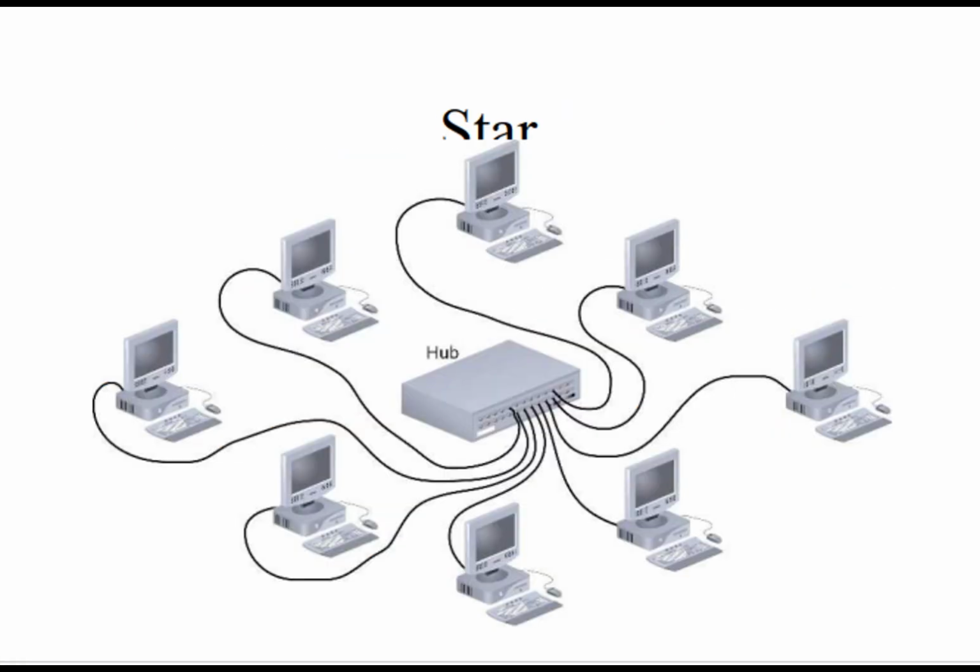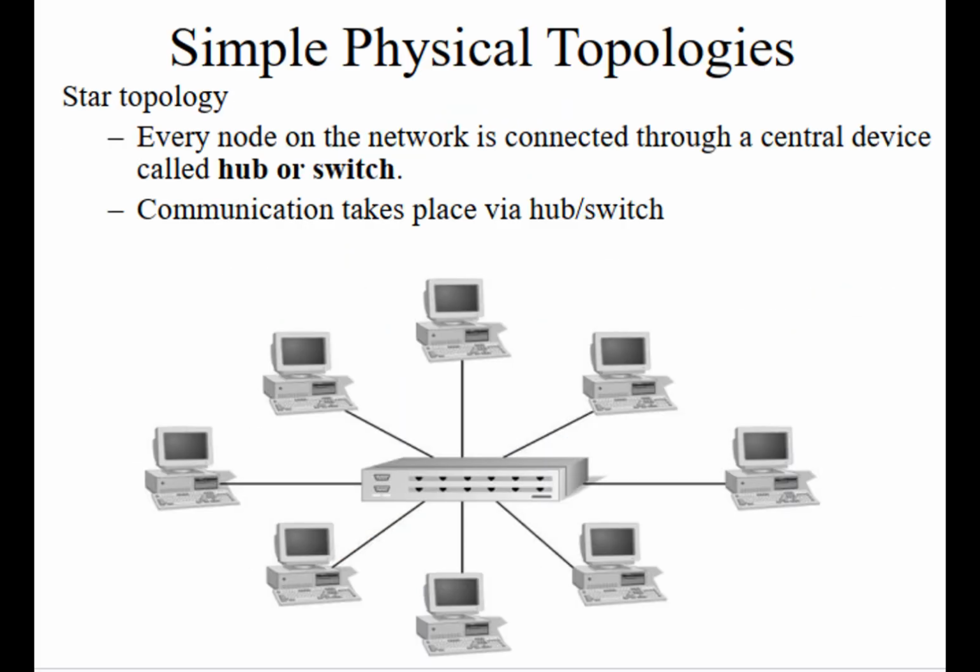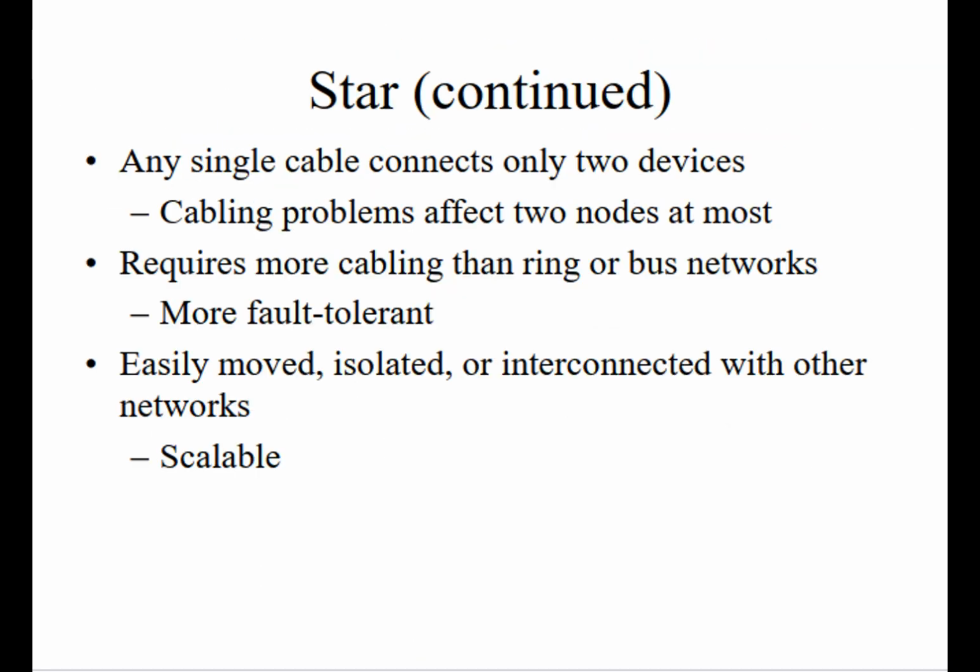Star. Simple physical topologies. In a star topology, every node on the network is connected through a central device called a hub or switch. Communication takes place via the hub or switch. Any single cable connects only two devices, so cabling problems affect two nodes at most. It requires more cabling than ring or bus networks, but is more fault tolerant, and easily moved, isolated, or interconnected with other networks.